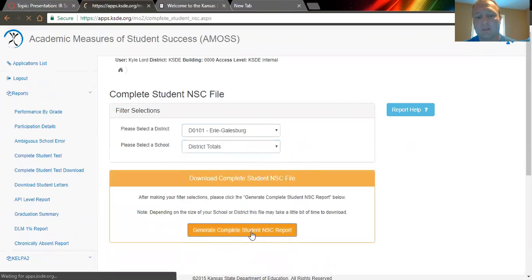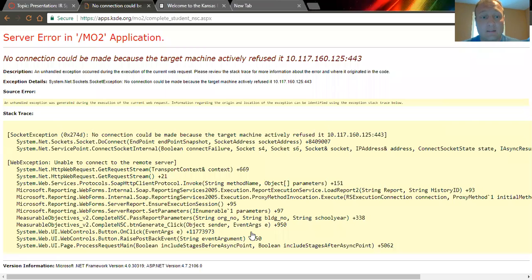This complete student NSC report is essentially a dump of the database table that we receive from the National Student Clearinghouse. They just get everything. And as I was saying, that's one row of data per student, per semester, per institution. It is overwhelming. Oh, that's wonderful for my presentation.